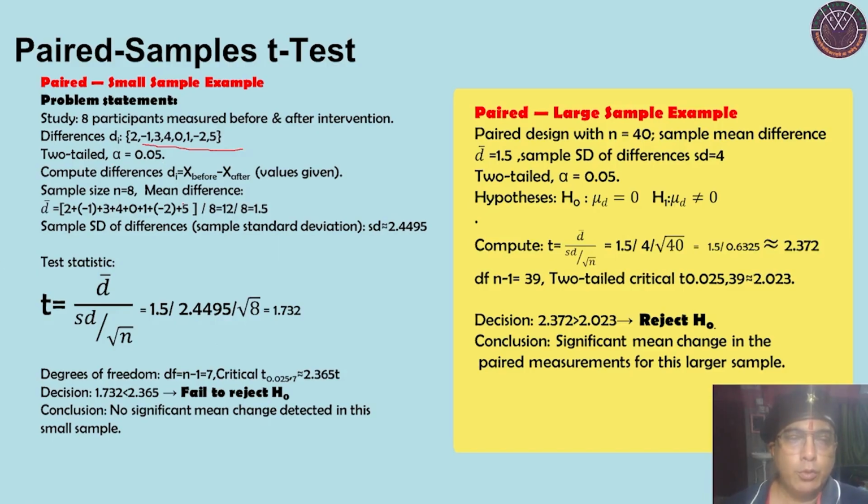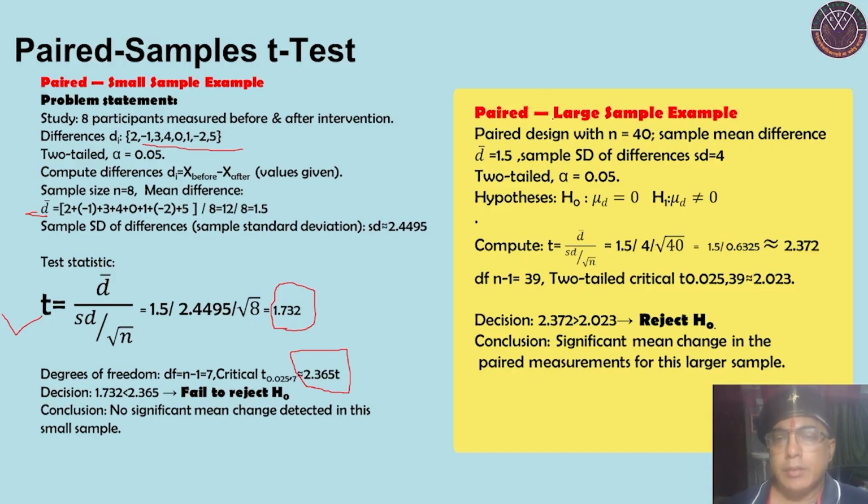So you calculate the mean of those differences, and you calculate the standard deviation of those differences, and then put in these values. The calculated value is 1.732 and the table value is 2.365. So the table value is more than the calculated value, so you fail to reject the null hypothesis. So you can say no significant mean change is detected in this small sample.